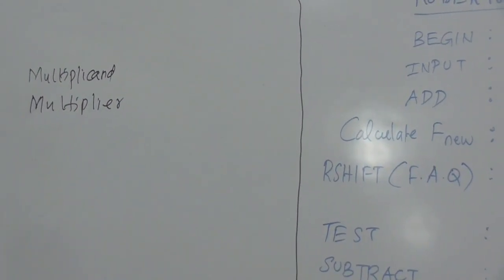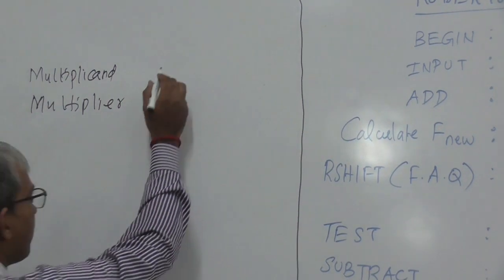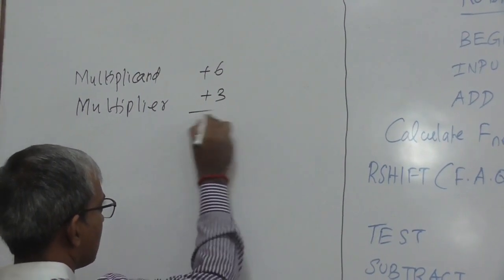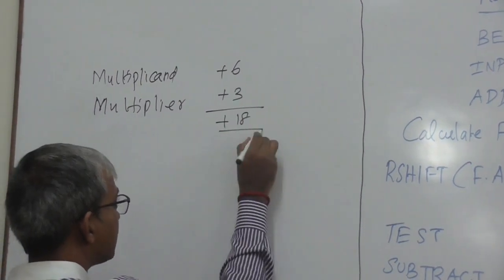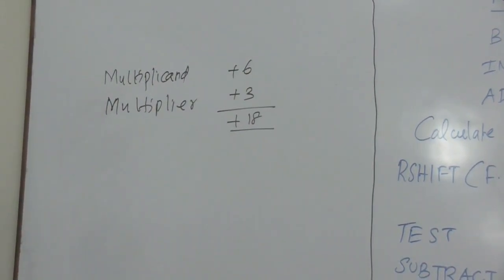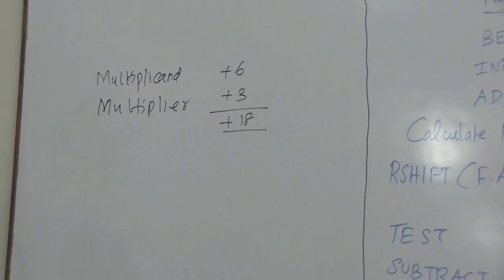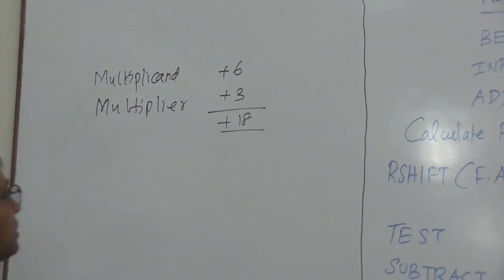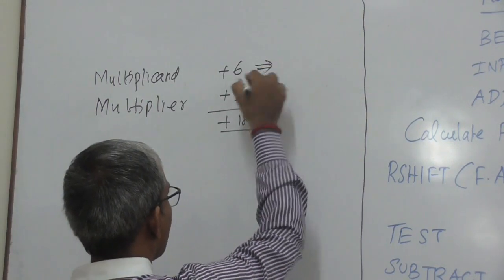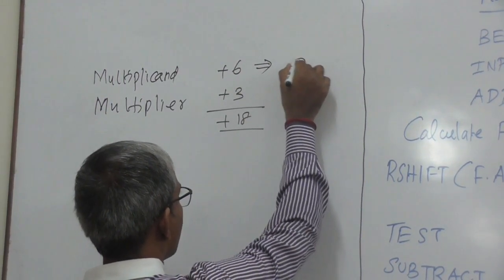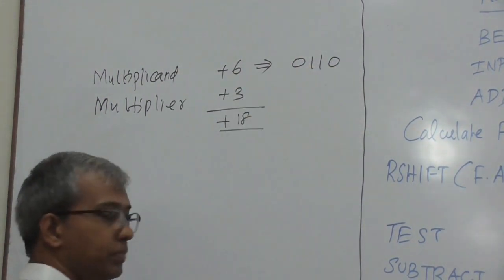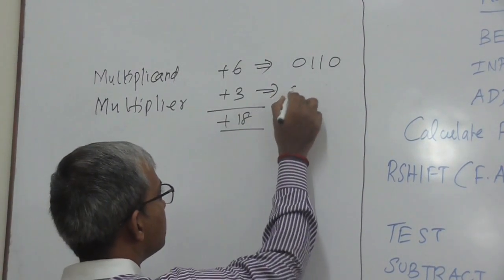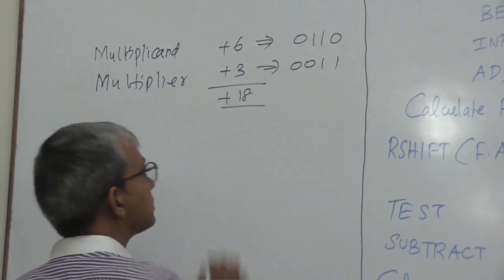Right. Let us take an example. I am going to multiply the two operands plus 6 and plus 3. Right. So I expect the result to be plus 18. How to perform this multiplication? First, let me convert the digits to a binary number. Right. So plus 6, the equivalent binary value is 0, 1, 1, 0. For plus 3, the equivalent binary value is 0, 0, 1, 1.